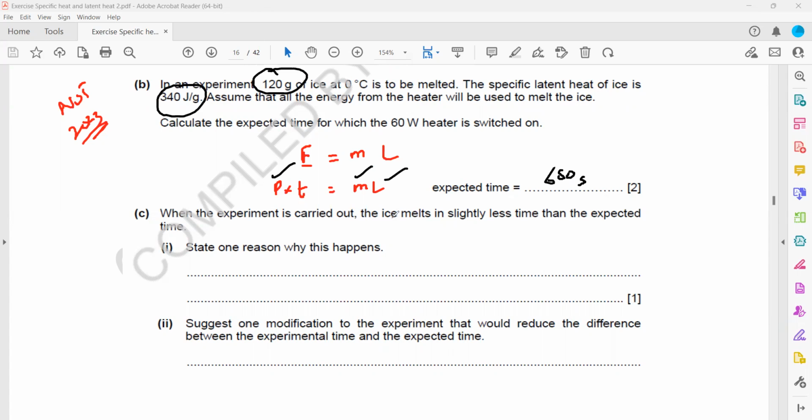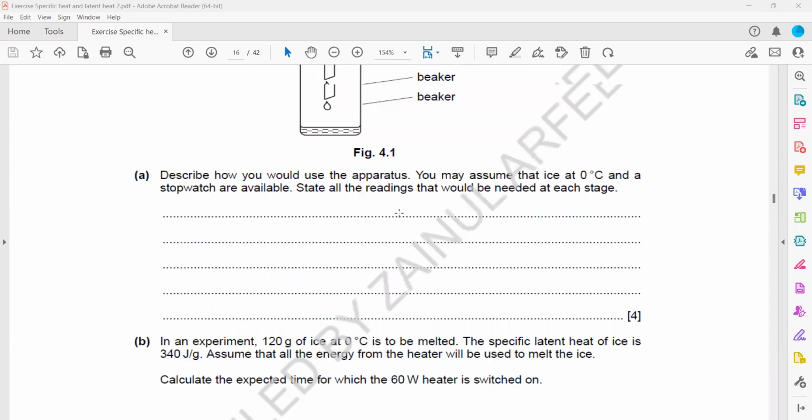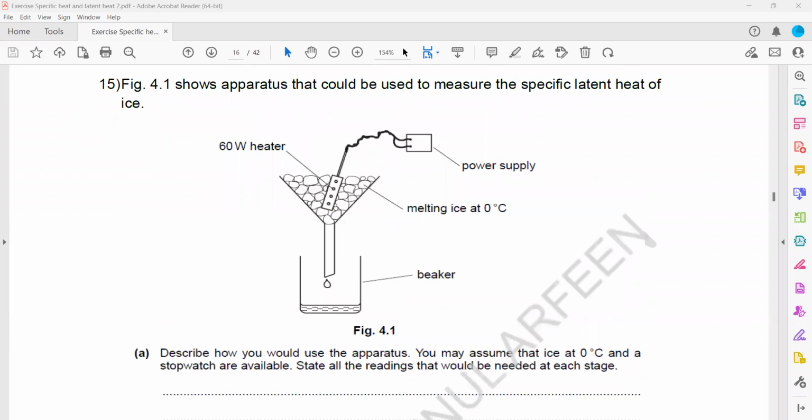When the experiment is carried out, the ice melts in slightly less time than expected. State one reason. We calculated that this ice should melt in 680 seconds, but it melts much quicker. It might take maybe 400 seconds or 300 seconds to melt this ice completely. Why? What might be a reason?